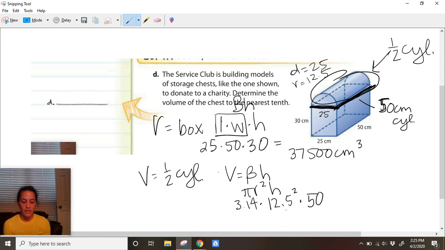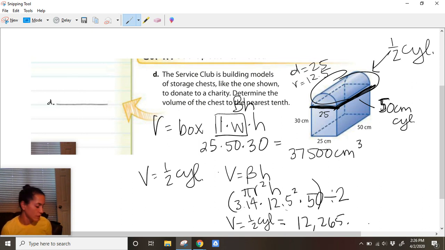I'm going to type that into my calculator: 3.14 times 12.5 squared times 50, and I get 24,531. I need to divide it by 2. I hope you know why I'm dividing it by 2: this is only half a cylinder. So the volume of the half cylinder is 12,265.625. Does it say round to the nearest tenth? Okay, round to the nearest tenth.